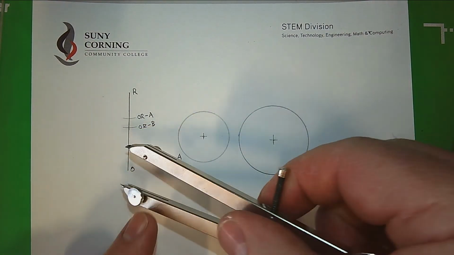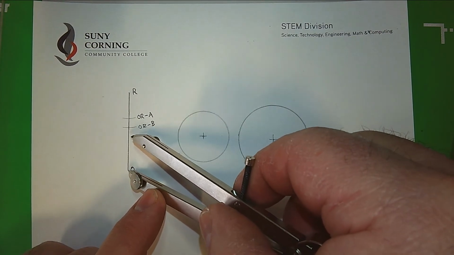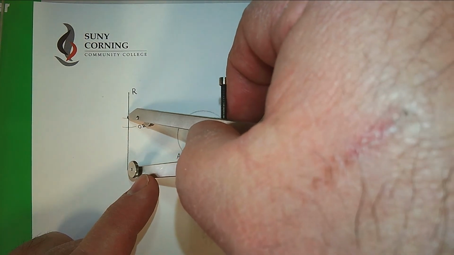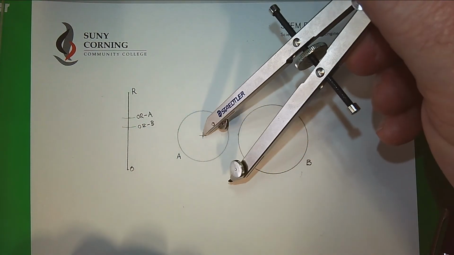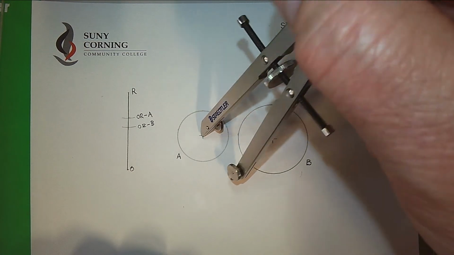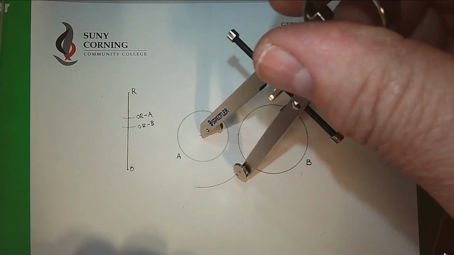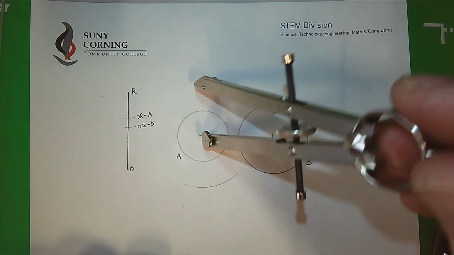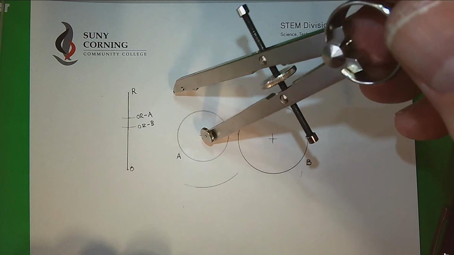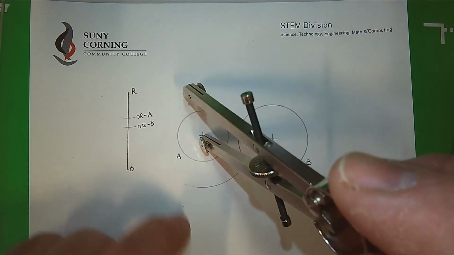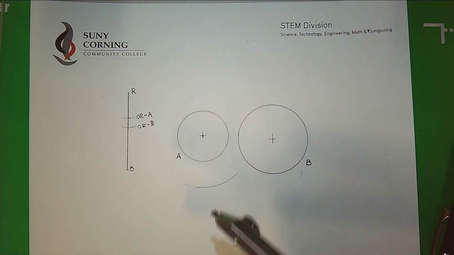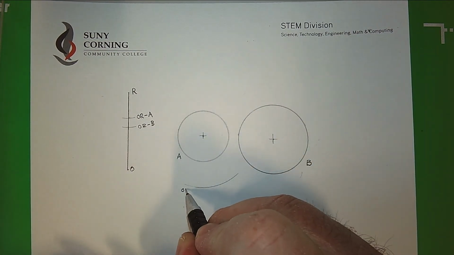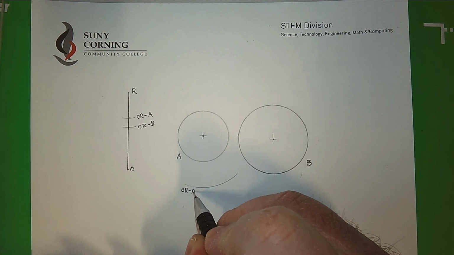Now we set our compass to point O, and we set our compass length to OR minus A. Set our compass to the center of circle A, and we'll swing an arc. Now we may want to swing that arc depending on which side we need to do it on. We're going to make a tangent to the top, so we'll swing that down there. And again, if you want to label them, OR minus A.